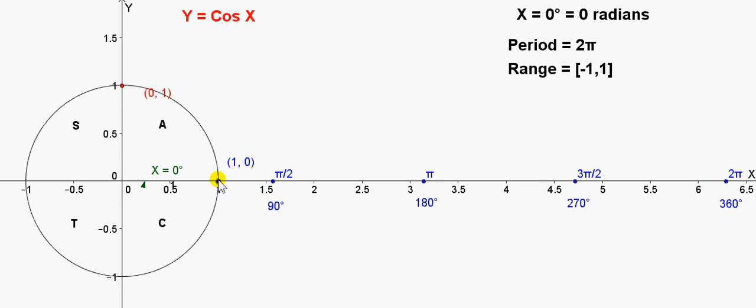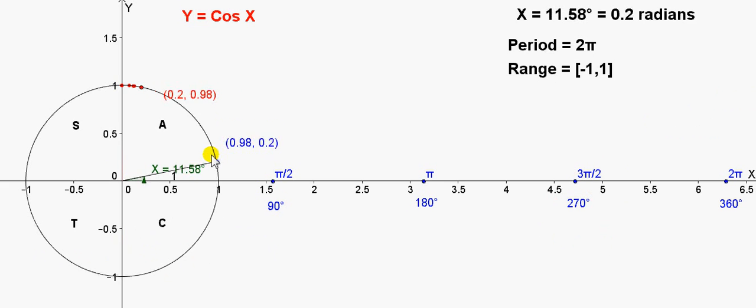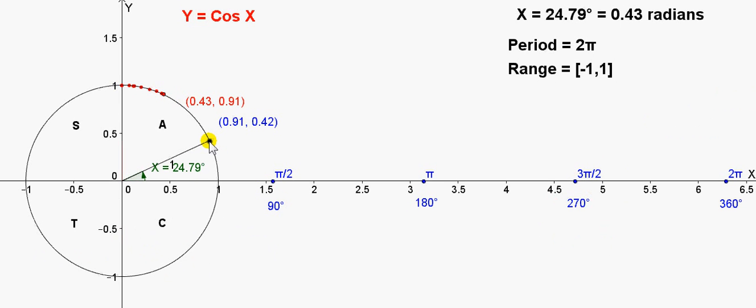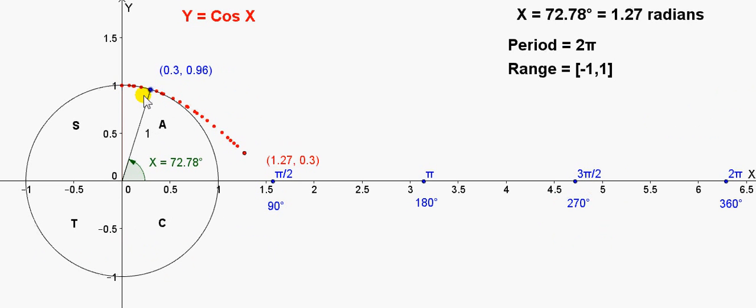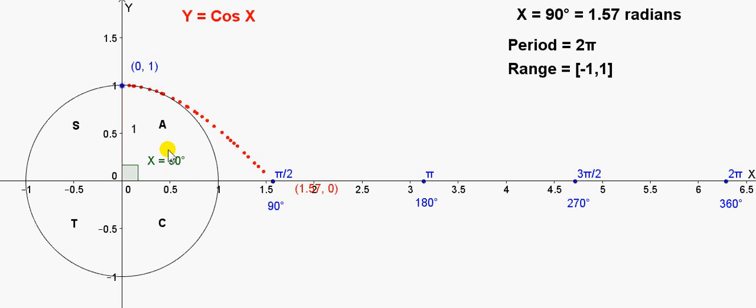Now let's increase x. Well, we can see that the cos function is positive. We get 0.91 for the cos of 0.43 radians. So I'll keep on increasing x till we get to 90 degrees, which is pi over 2 radians, or 1.57 radians. We can see now that the cos of pi over 2 radians is 0.